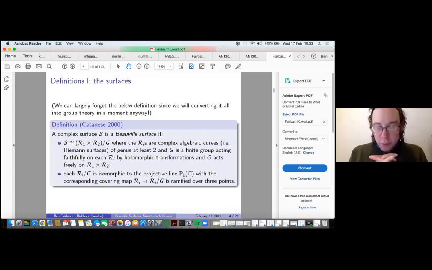Well, as I say, you're supposed to think of the three points, the X, the Y, and their product, as corresponding to the ramification points that each of the complex curves have. So it does come from thinking about dessins d'enfant, this whole Belyi theory of thinking about Riemann surfaces ramified over at most three points.